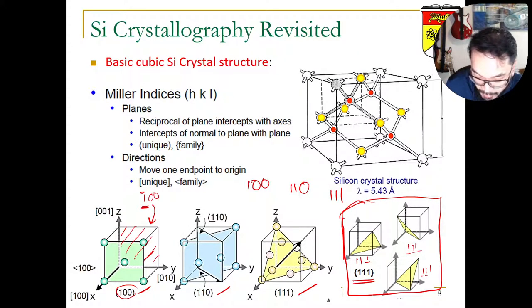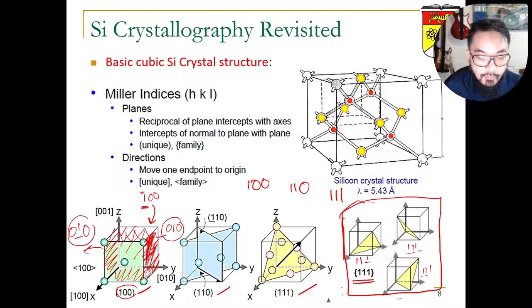Similarly, it can be this plane here. This plane on this side is actually 0-1-0. And then on this side, it can be 0-1-0, and similarly on the bottom and on the top as well. So 010, 0-10 and 100 are all the same thing. It's the same family, whereby you have one 1 and two zeros.